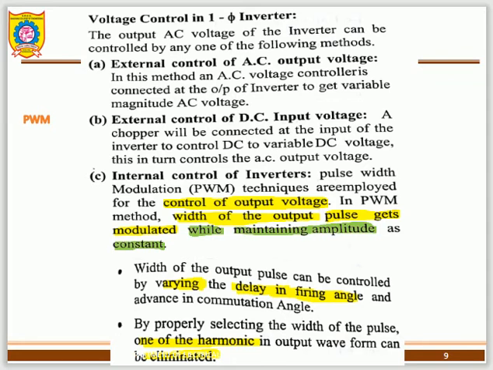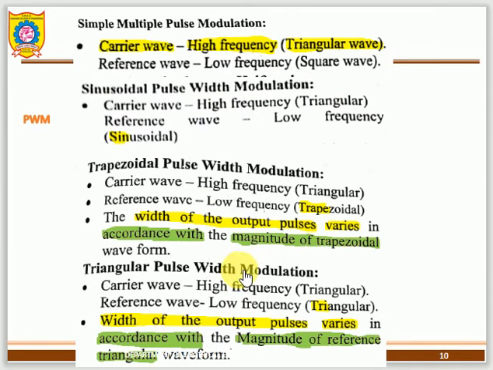The next thing is the classifications: single pulse width modulation, multiple pulse width modulation, sinusoidal pulse width modulation, trapezoidal pulse width modulation, triangular pulse width modulation. There are so many types of modulation.